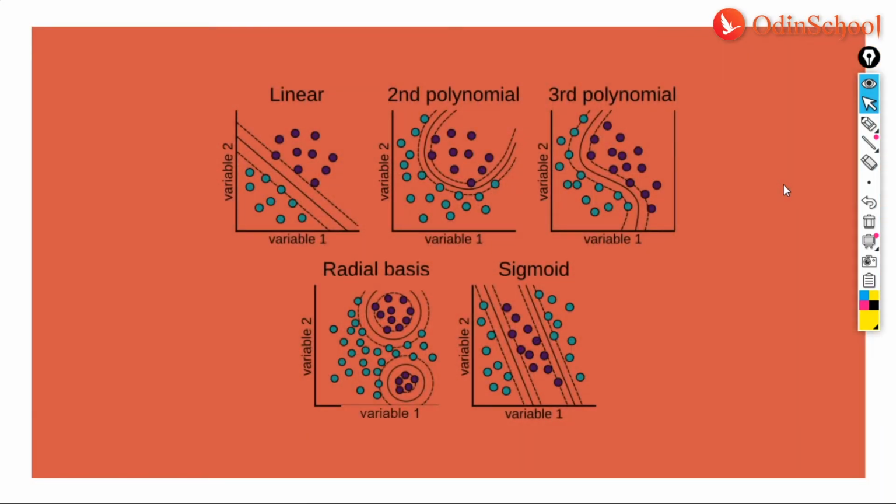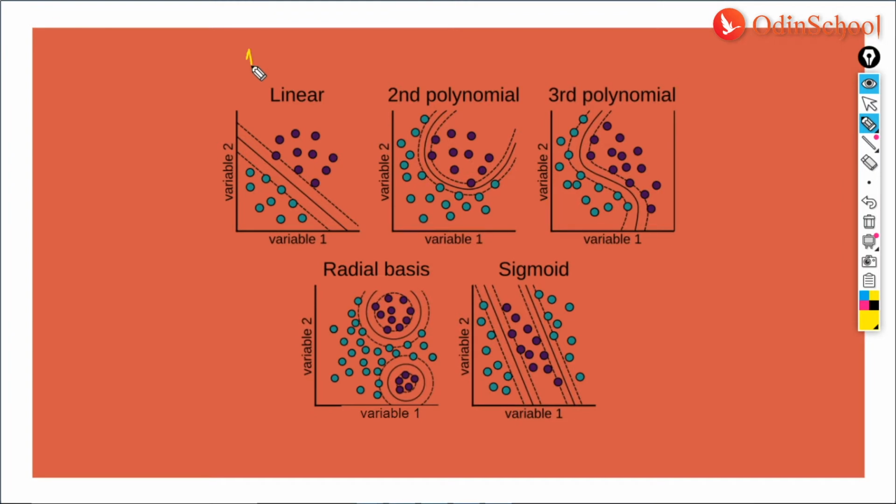So here is another visual representation of how different kernels react. The first case is something that we have seen. We've already covered what a linear regression or a linear variant of classification is. This is a linear classification.